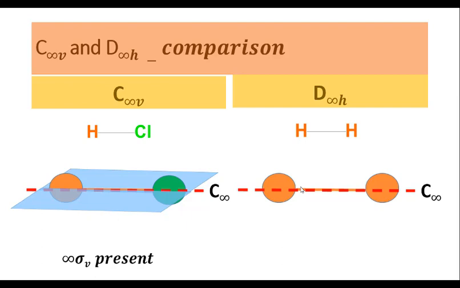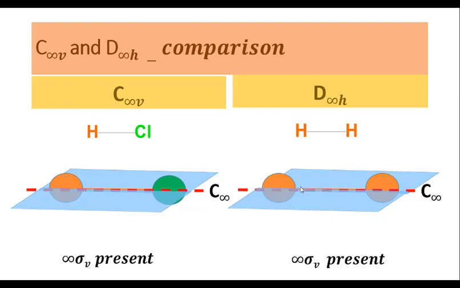Whereas if you see the case of hydrogen, here also you will find a plane which cuts through both the atoms. In each of the atoms, one half is present above the plane and one half is present below the plane, and this plane also contains the principal axis C infinity, and so this is a vertical plane of symmetry, and there will be infinite such vertical planes of symmetry, and so infinite sigma v will be present in the case of C infinity v as well as D infinity h.